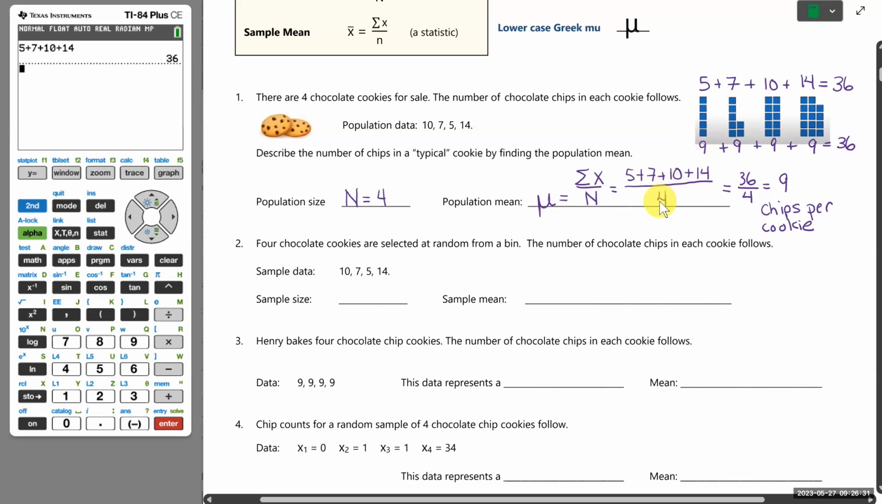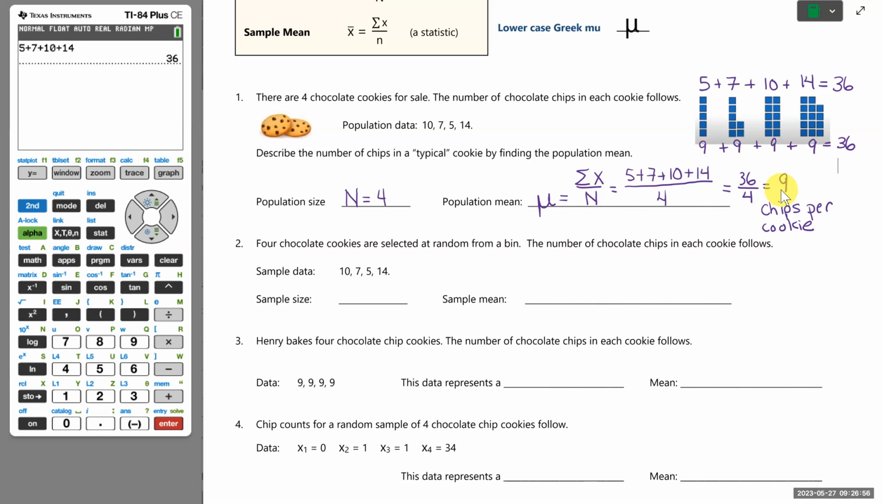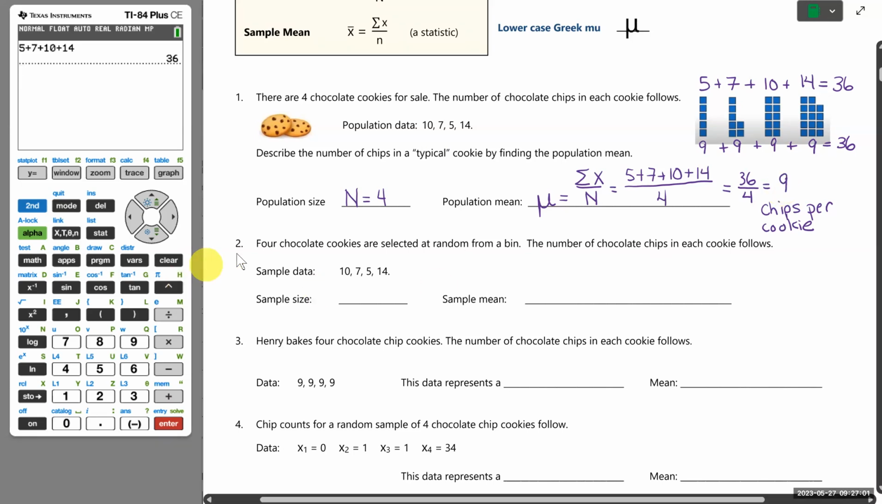So I'm doing chocolate chip examples, but you could also think of it maybe as quiz grades. So if a teacher gave 4 quizzes and those were your scores, you would be looking at a mean, an average of 9. And so it's an attempt to describe just what is typical. So obviously not all the cookies have 9 chocolate chips. In fact, none of them do, but it's our attempt to describe what we would call typical for the data set. Okay, so let's switch to number 2.